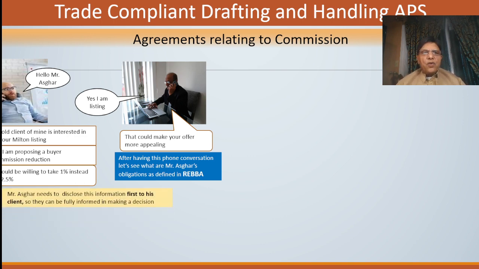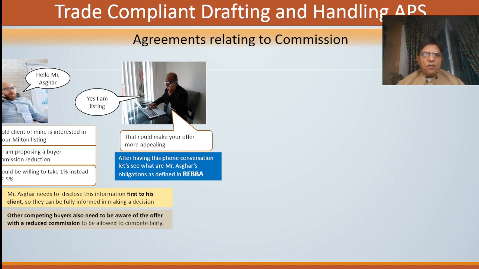Number one, you have to inform, and in this case, Mr. Javed has to inform his client. That is the first person to be informed, so that they can be fully informed in making a decision. So they will be able to make an informed decision, because the commission is going to be reduced.